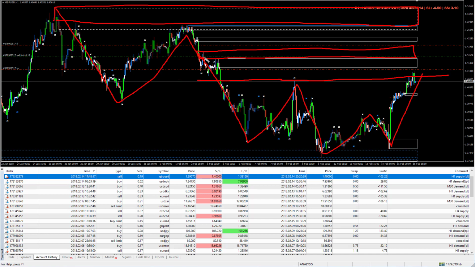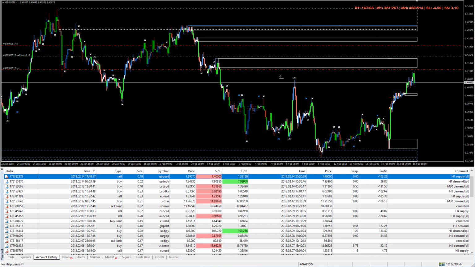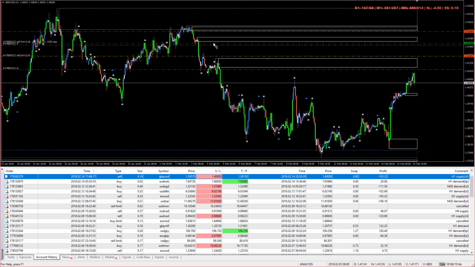But we're going to leave this in because we also have this one here, which is nice and fresh and untested. So what I think we're going to actually do is move our entry to here, because price has already been back to this area here. So this is high risk. The price has not been back here. So we'll put it like that. So I like that a little bit better.